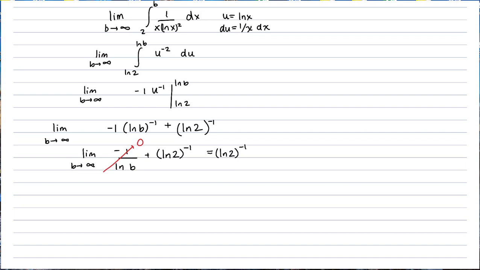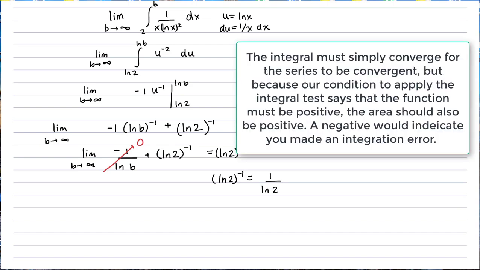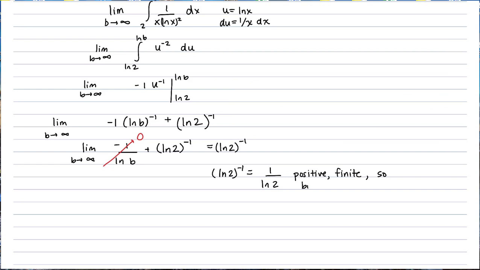And then we check in with our criteria. So ln 2 to the negative 1 is also equal to the fraction 1 over ln 2, which is positive and finite. So by the integral test, our series converges.